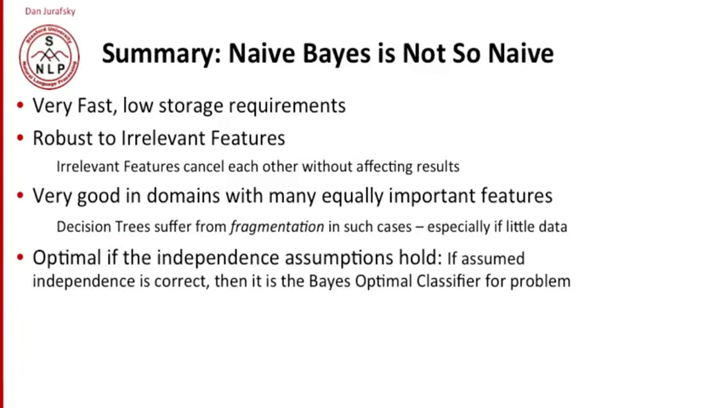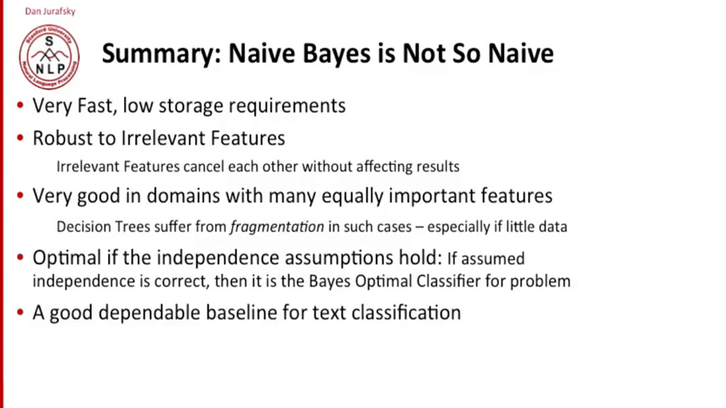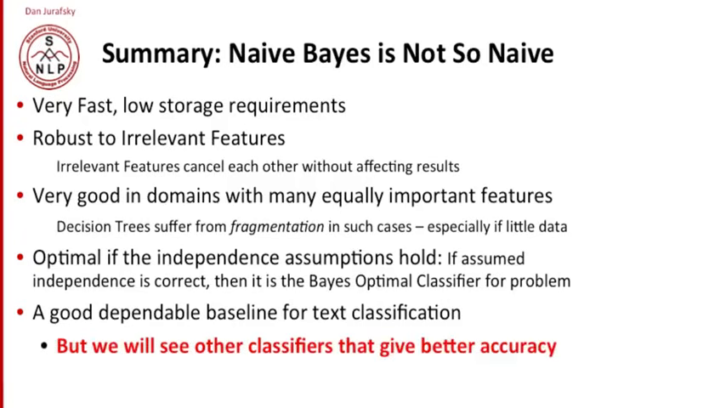If the independence assumptions hold, if the assumed independence is correct, then it turns out that naive Bayes is in fact the optimal classifier for a problem. Of course, it's rare that these independence assumptions are really true, but if they happen to be true or close to true, it turns out naive Bayes is in fact optimal. And in general, naive Bayes is just a good dependable baseline for text classification, although we will see other classifiers that give much better accuracy.